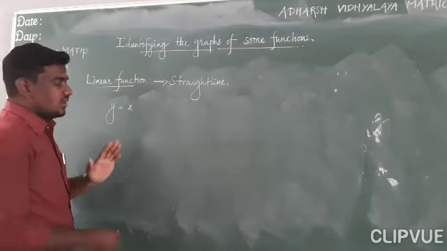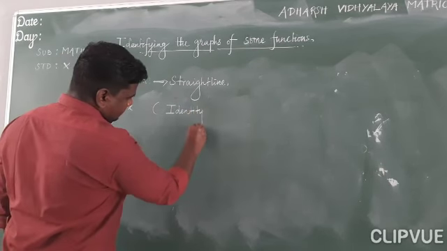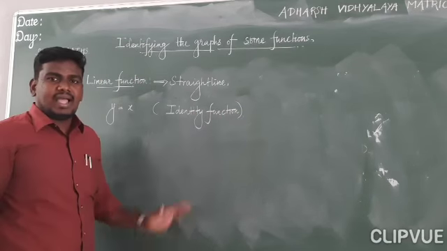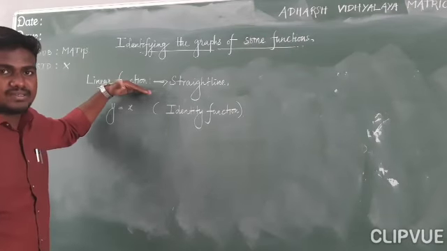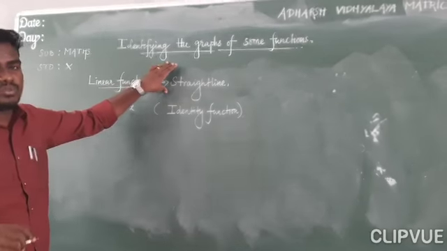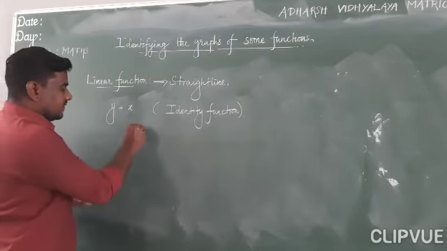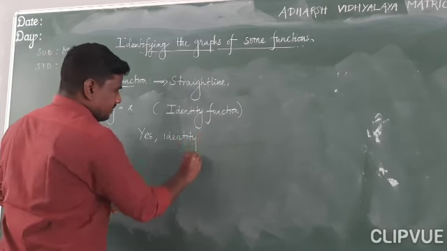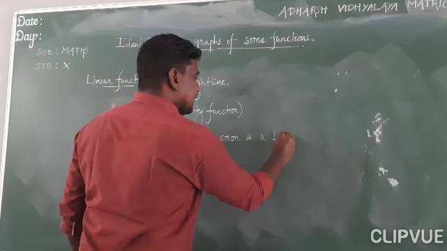So this kind of function is called the identity function. You know that we are discussing this function under the concept of linear functions. So the identity function is, yes, a linear function. This is one more question: is the identity function linear? Yes. The identity function is a linear function.